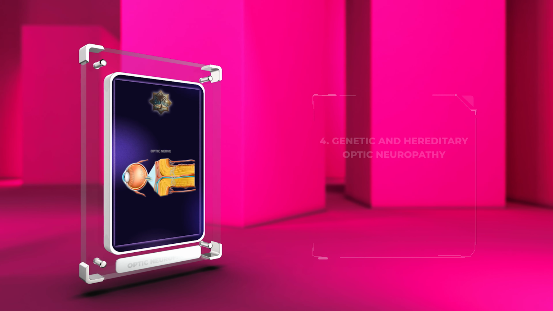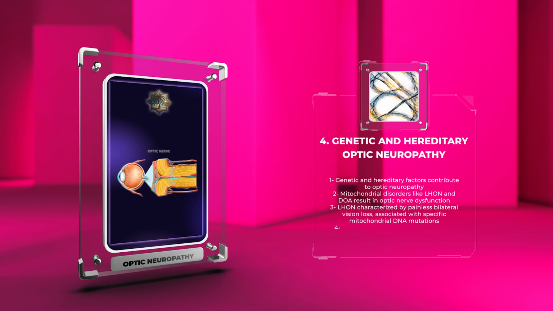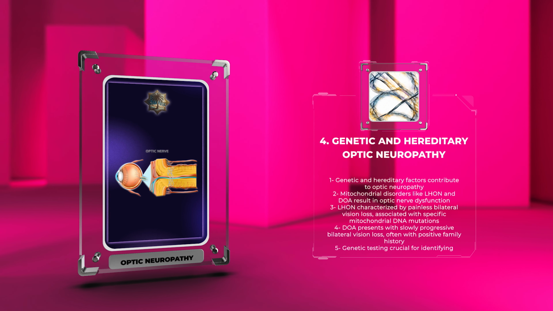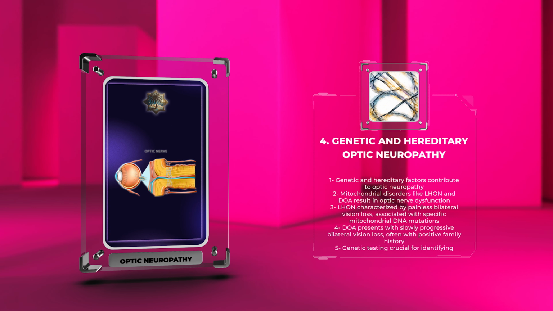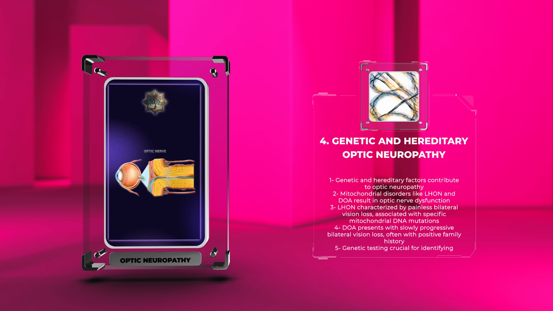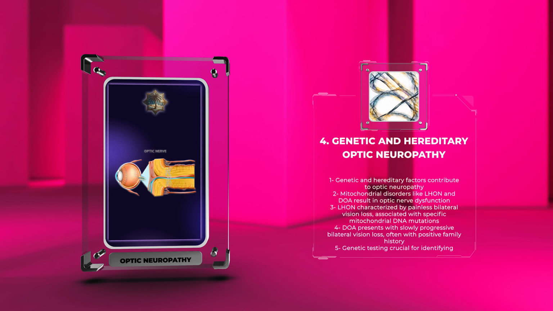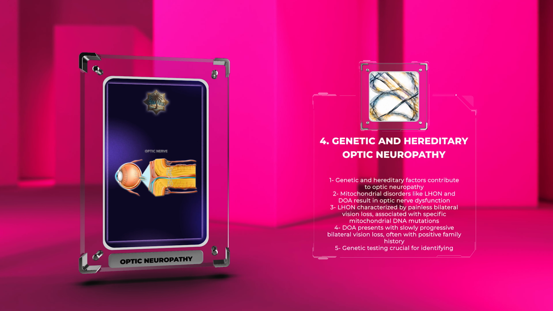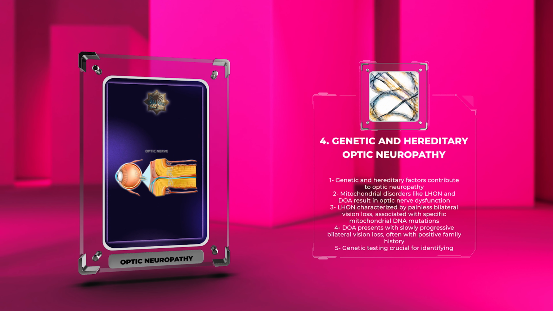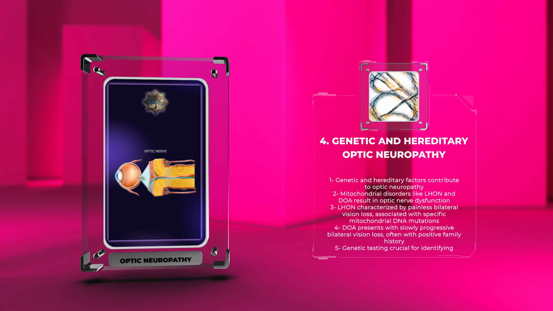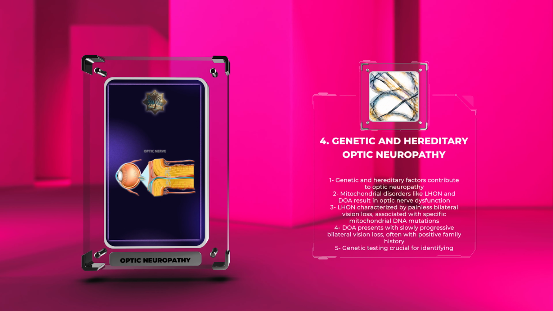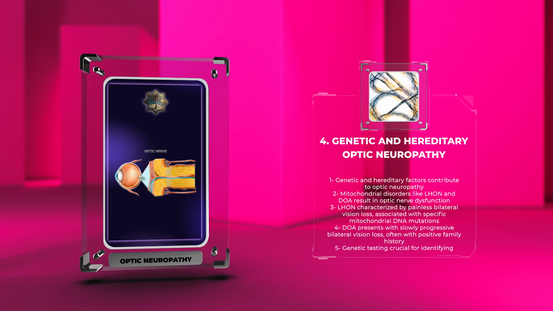Genetic and hereditary factors contribute significantly to the etiology of optic neuropathy. Various inherited mitochondrial disorders, such as Leber hereditary optic neuropathy, LHON, and dominant optic atrophy, DOA, result in optic nerve dysfunction. LHON is characterized by bilateral, painless vision loss predominantly affecting young males, and is associated with specific mitochondrial DNA mutations.